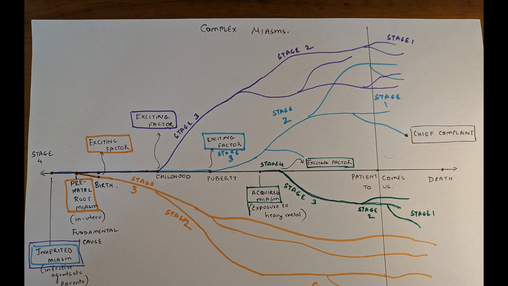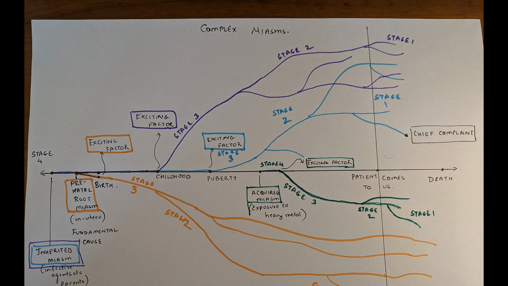You with me? Okay. Now say this blue miasm was latent. It was also inherited, and now it was latent for a while, but it was activated now during puberty. So say there was some exciting factor, say a relationship breakdown or some disappointment, and then the blue will now get activated and express at stage 3, and it will have its own issues and then go on to express at stage 2 and 1 and the pathologies and the systems, and will form its own blue tree.